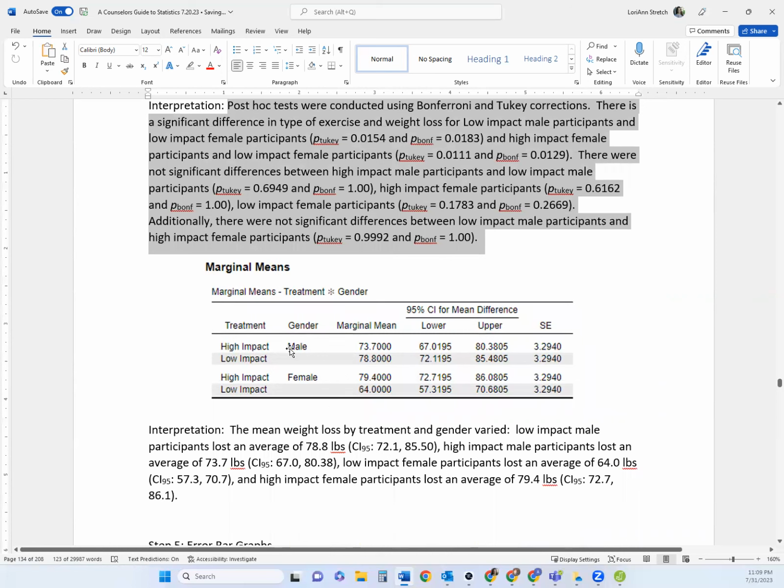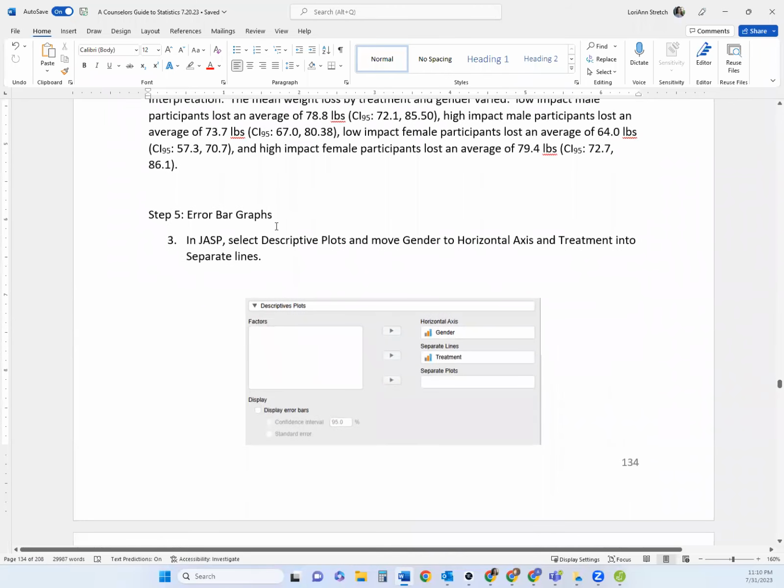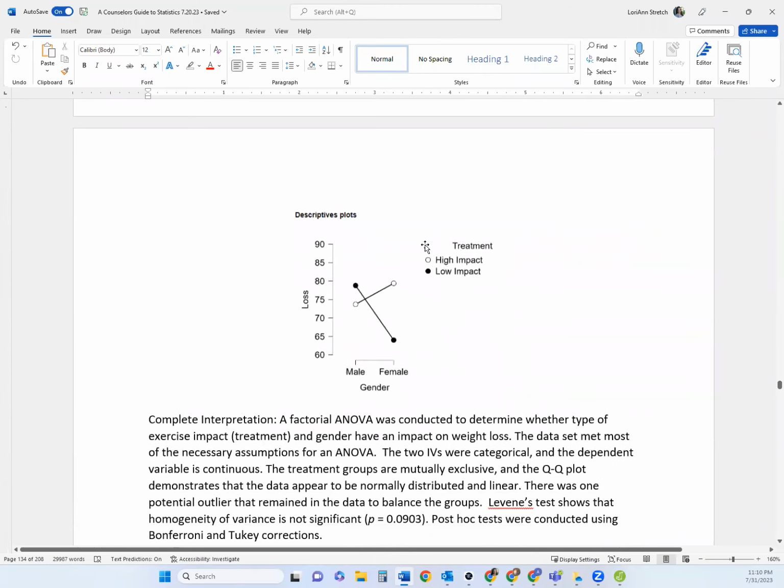With marginal means, I'm seeing each of the treatment with the gender, and I'm seeing what the marginal mean is with the confidence interval here. And this is how I would interpret that confidence interval. It's saying that I'm 95% sure that the low impact male participants lost an average of 78.8 pounds, and I'm 95% confident that the true weight loss of the low exercise impact male participants was between 72.1 and 85.5. I can also use error bars, like we said before. I put those in here, and that shows you the interaction between those.